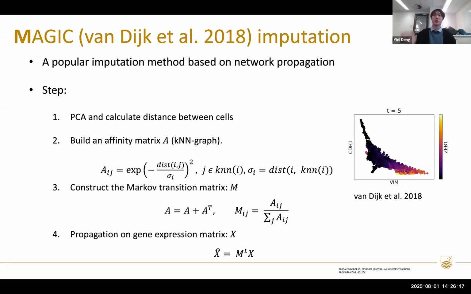So there is some kind of geometric assumption behind this. Even though it's Euclidean distance in this PCA, here the affinity matrix, you can consider it a kind of measure of distance on the manifold.